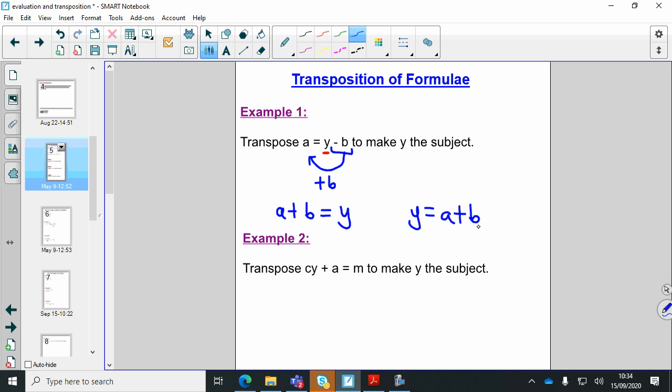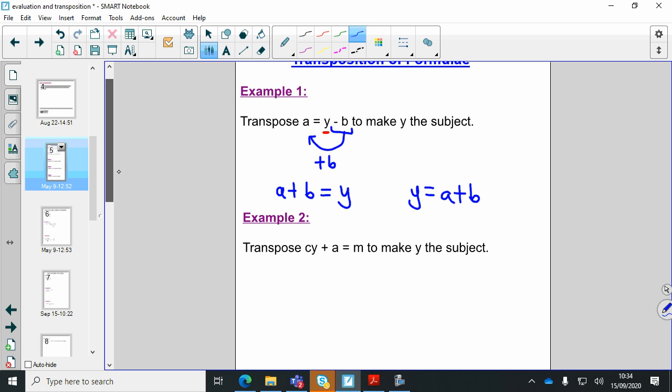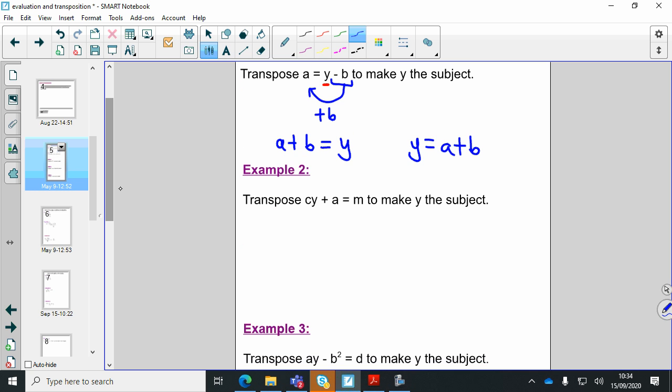Okay, a slightly trickier one. Transpose cy plus a equals m to make y the subject. Now in this question we've got two things stopping y from being the subject at the moment. So we've got the c and we've got the a. Now we have to make sure we do things in the correct order when we bring them across, or else we'll get the question incorrect.